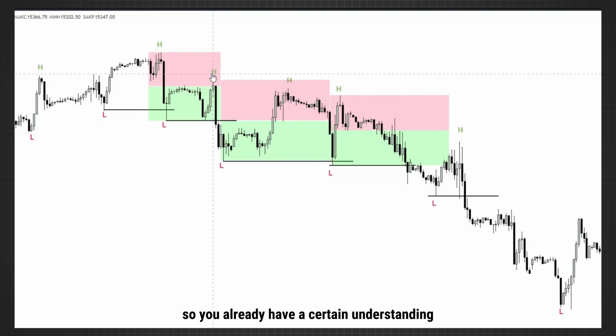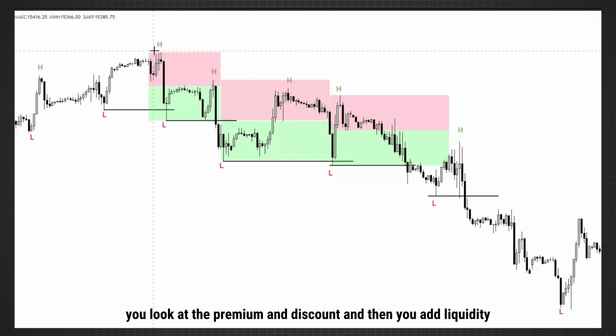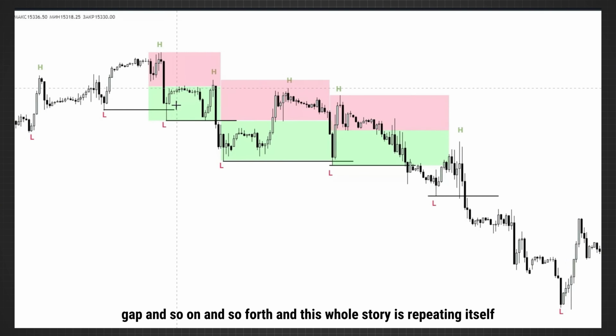So you already have a certain understanding. That is, you look at the market structure, you look at the premium and discount, and then you add liquidity, order blocks, gap, and so on and so forth. And this whole story is repeating itself.